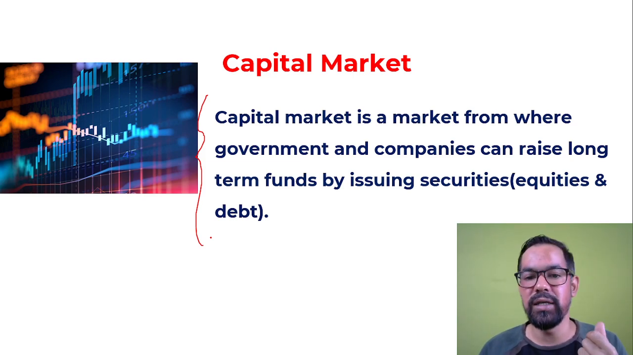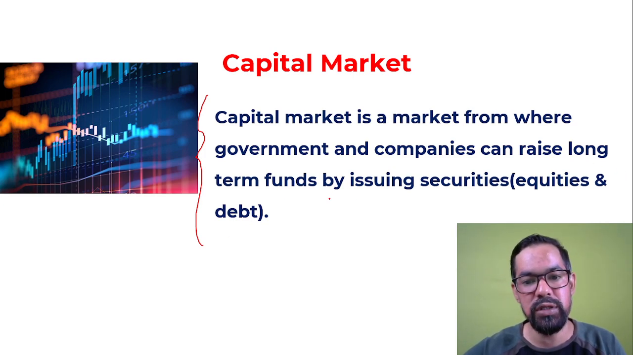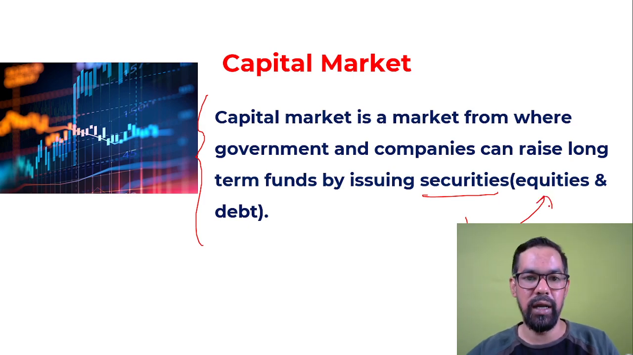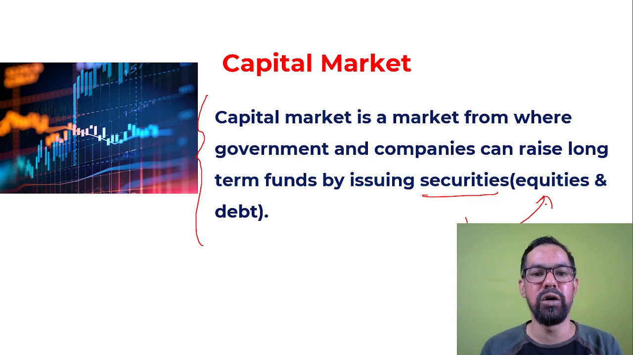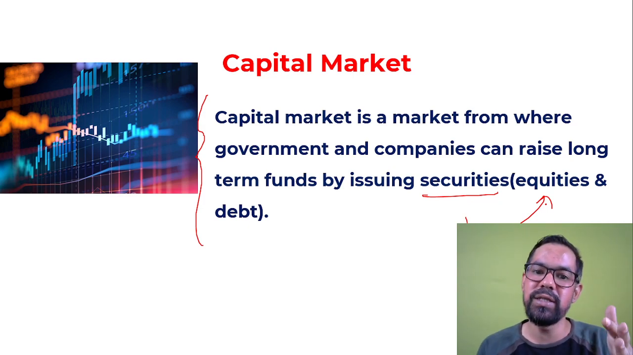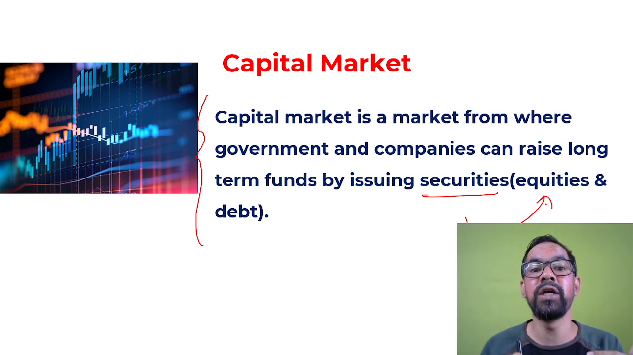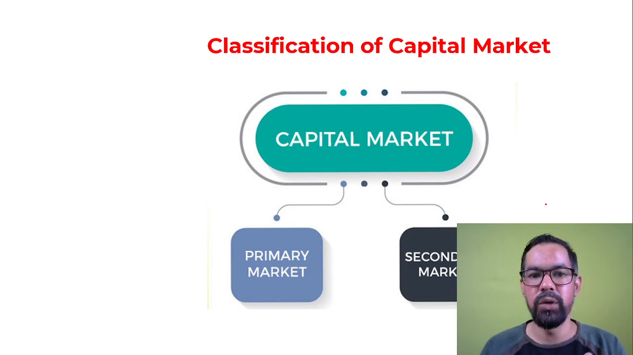So capital market is a market where government and companies can raise long-term funds by issuing securities. Whenever we use the term securities in financial market, it means equity and debt: equity means share market and debt means bond market, and the combination of equity and debt. Whenever you study mutual funds, a mutual fund is basically a combination of equity and debt, right? Hope this is clear to each and everyone.